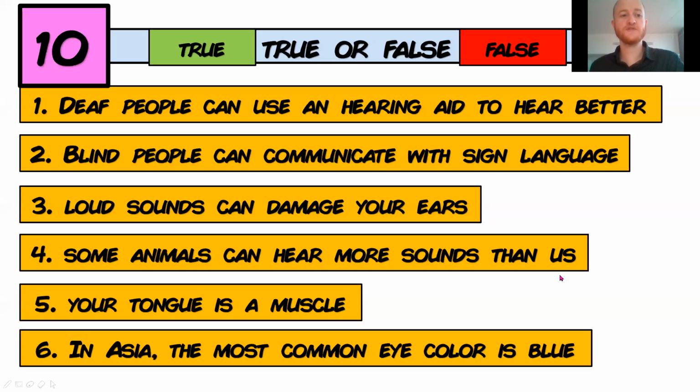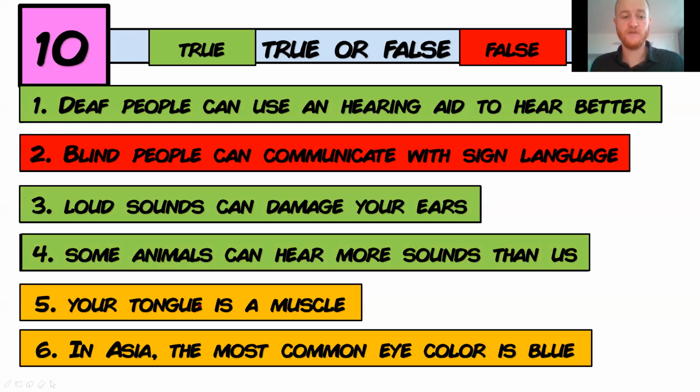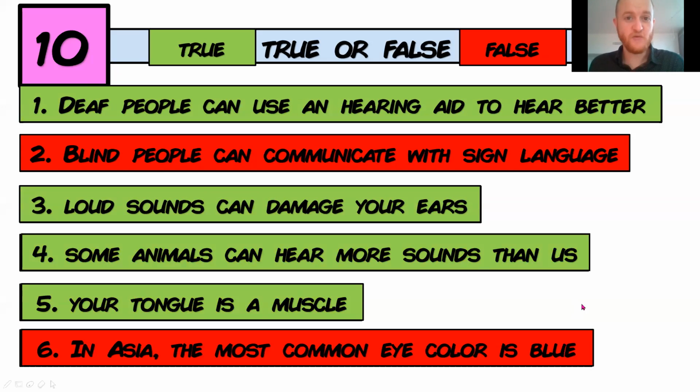Question 10, the true or false? Deaf people can use a hearing aid to hear better. It is true. Blind people can communicate with sign language. That was false. That's for deaf people, not blind people. Loud sounds can damage your ears. That is true. Some animals can hear more sounds than us. That is true. Your tongue is a muscle. That is true. And in Asia, the most common eye color is blue. That is wrong. If you see all your classmates, they have brown eyes.